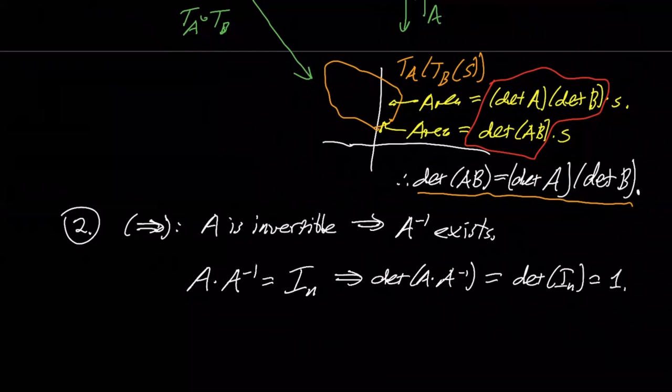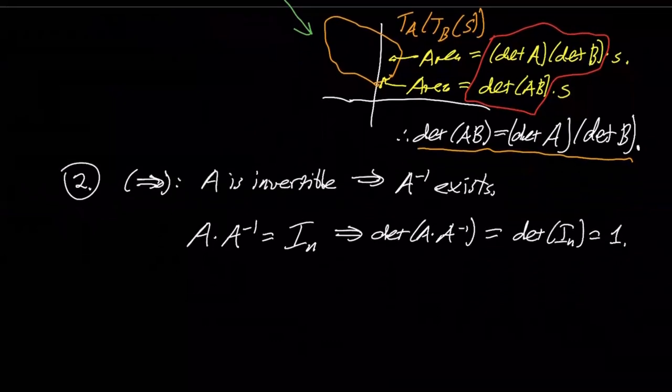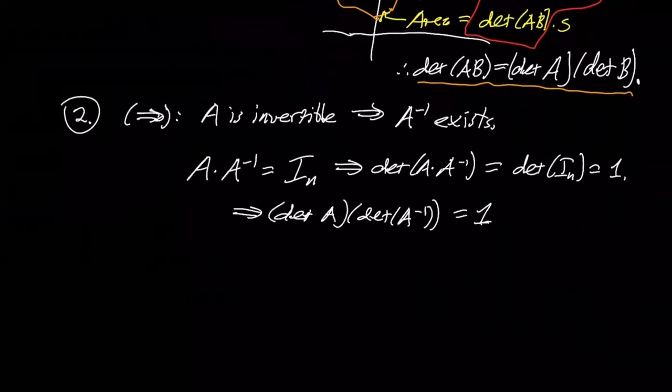But then if we use property 1, which we just showed, the fact that the determinant is multiplicative, we get the determinant of A times the determinant of A inverse is 1, and immediately that shows the determinant of A inverse is 1 over the determinant of A. Determinant of A inverse is 1 over the determinant of A. And that means the determinant of A better not be 0, because you can't divide by 0.